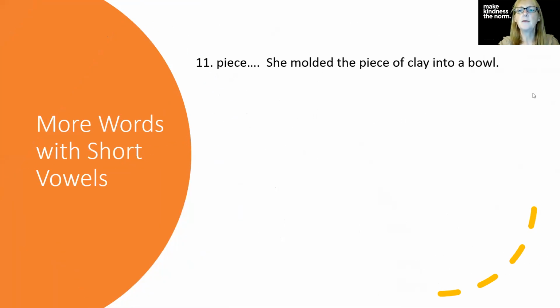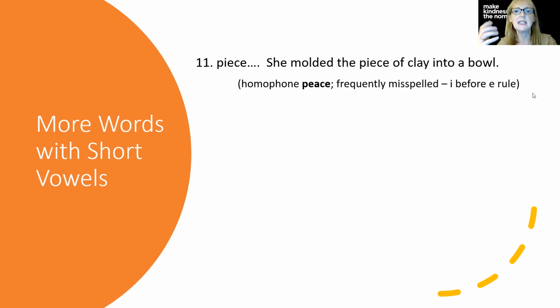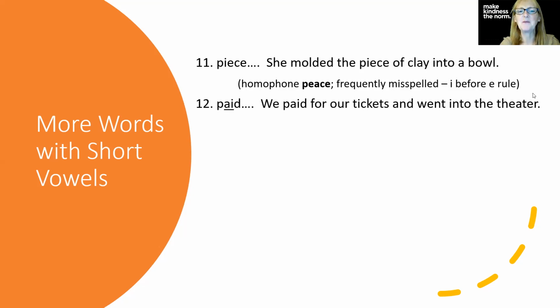Piece, she molded the piece of clay into a bowl. This is, of course, a homophone with peace, like peace of mind. It's frequently misspelled, but if we remember the I before E, except after C rule, we'll be able to spell this kind of piece correctly.